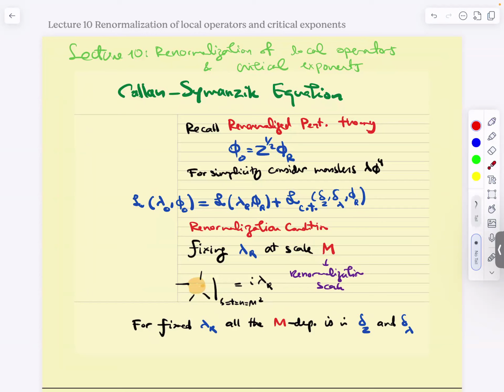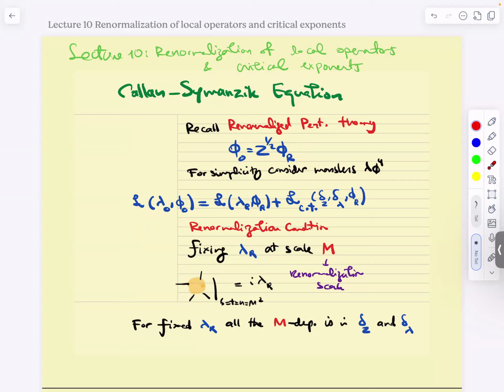To recall what we did in renormalized perturbation theory: we took the bare fields and introduced a wave function normalization, Z of phi to the power of half, times phi of r. Of course, phi of r will be mass dependent, Z will be mass dependent and renormalization scale dependent, but phi naught is not. So there's some arbitrariness in this splitting, and that arbitrariness is fixed later on by renormalization conditions.